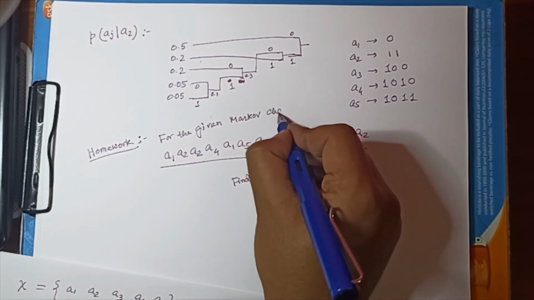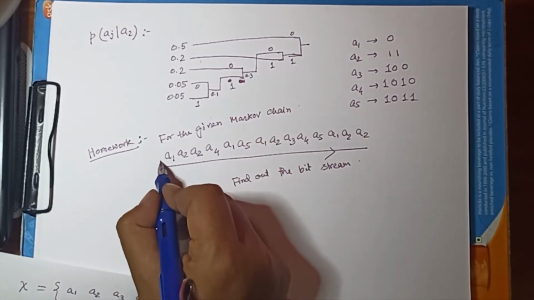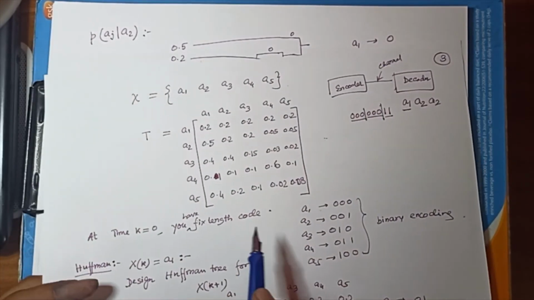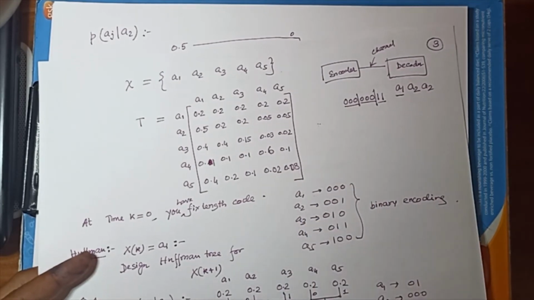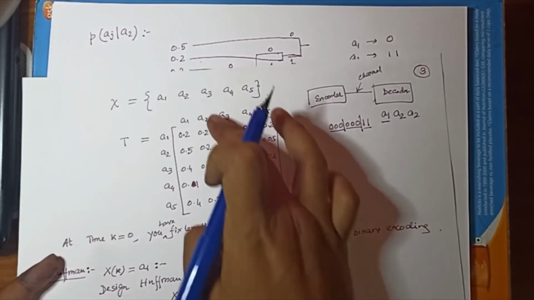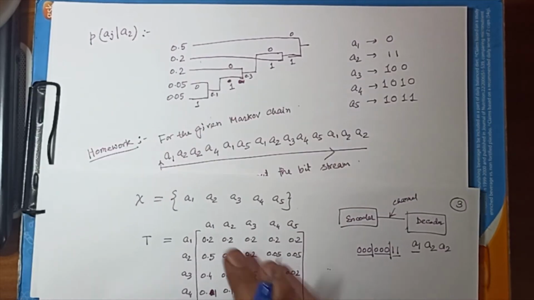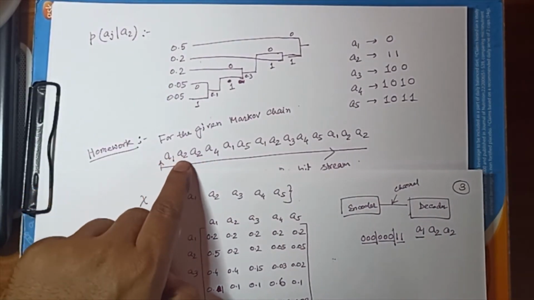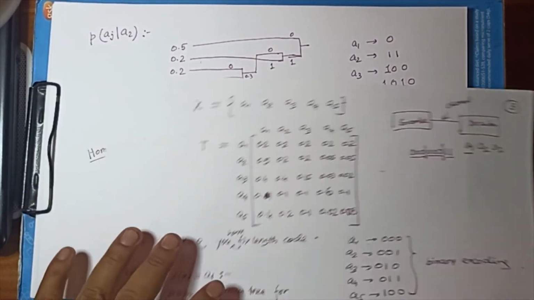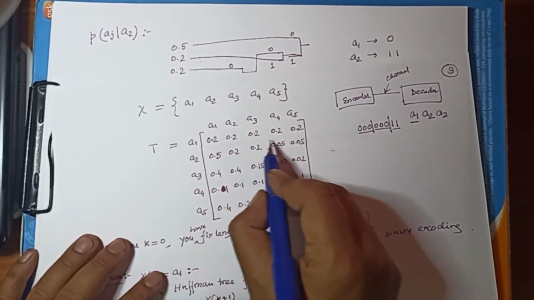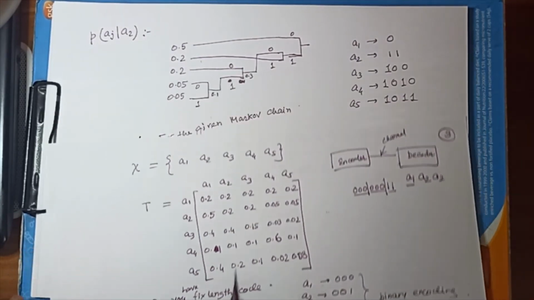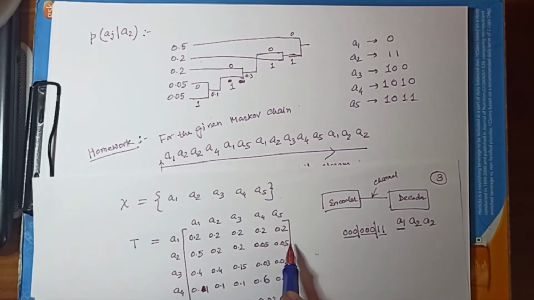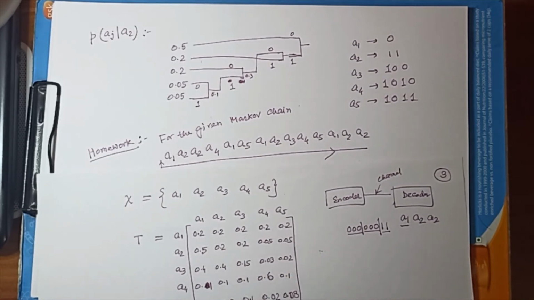Since this is the time t equal to 0, a1 you encode using the fixed length encoding. After that, everything should follow from different rows. So for a2, the second one, it will be a2 given a1. So a2 given a1 will come from the Huffman code of this row. a2 given a2 should come from the second row.